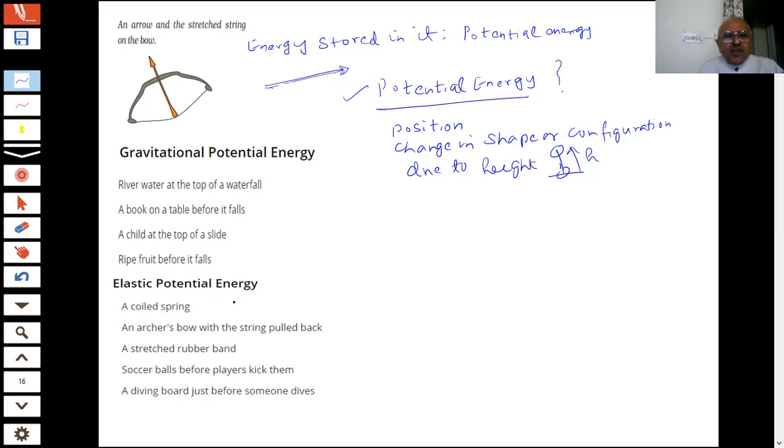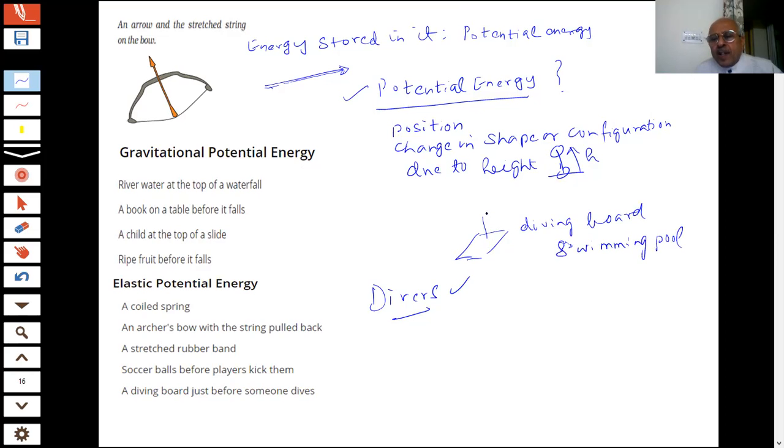Elastic potential energy, we have given sufficient examples of that. Coiled springs, bow with a string pulled back, stretched rubber band, soccer ball before players kick it, a diving board just before someone dives. You have seen the divers? बोलो, have you seen divers, student? जल्दी बताओ. स्विमिंग में जो डाइवर्स हैं, have you seen them? Do they use any board? They jump on the board, the board pushes them. You have seen the type of diving board. You can see them at the swimming pool.